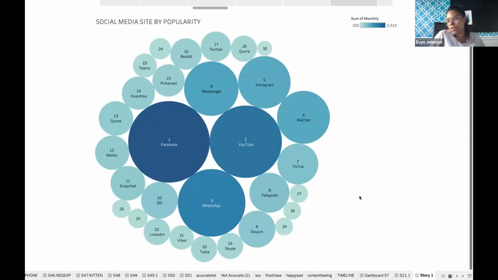So here are some of the most popular sites for social media. You see these top three: Facebook, YouTube, and WhatsApp. These numbers that you see here are in the millions. So that's actually 2.9 billion users on Facebook alone, which is absolutely insane. That's a huge number of the population.